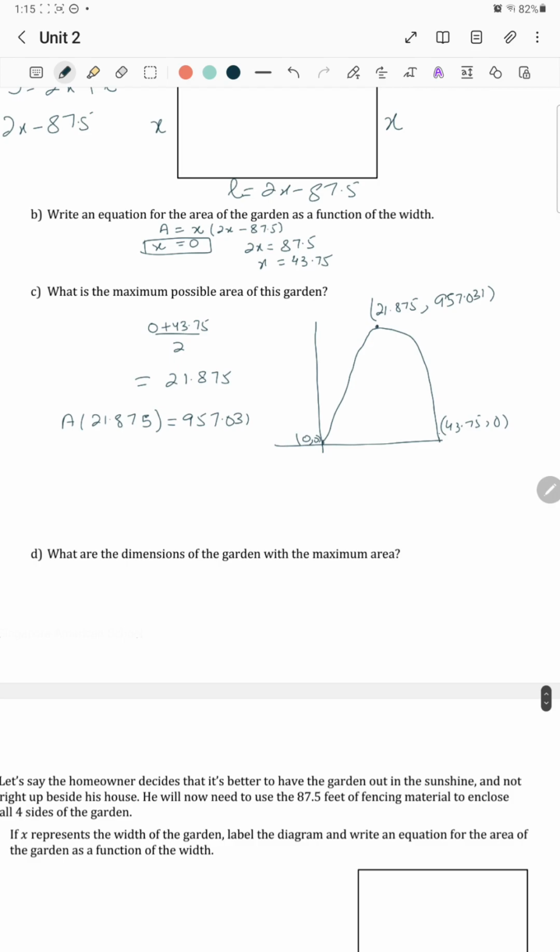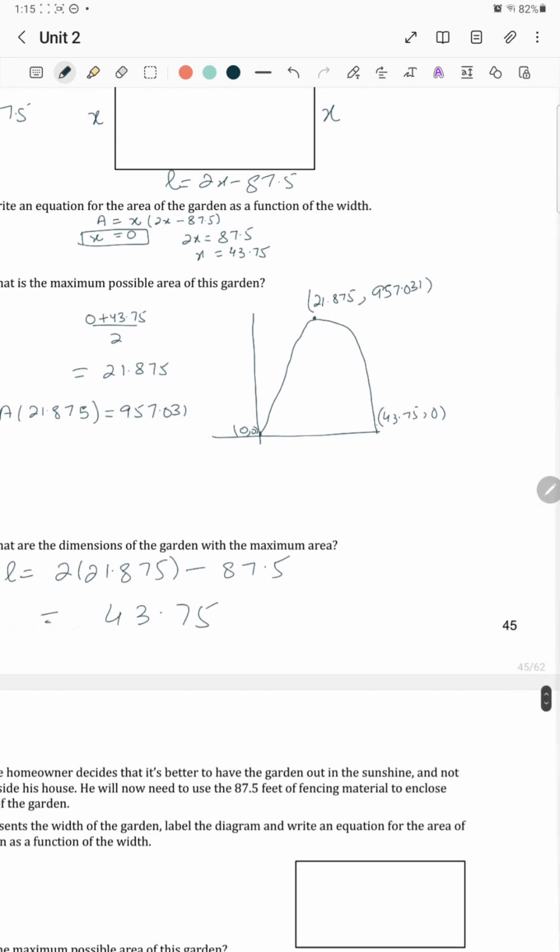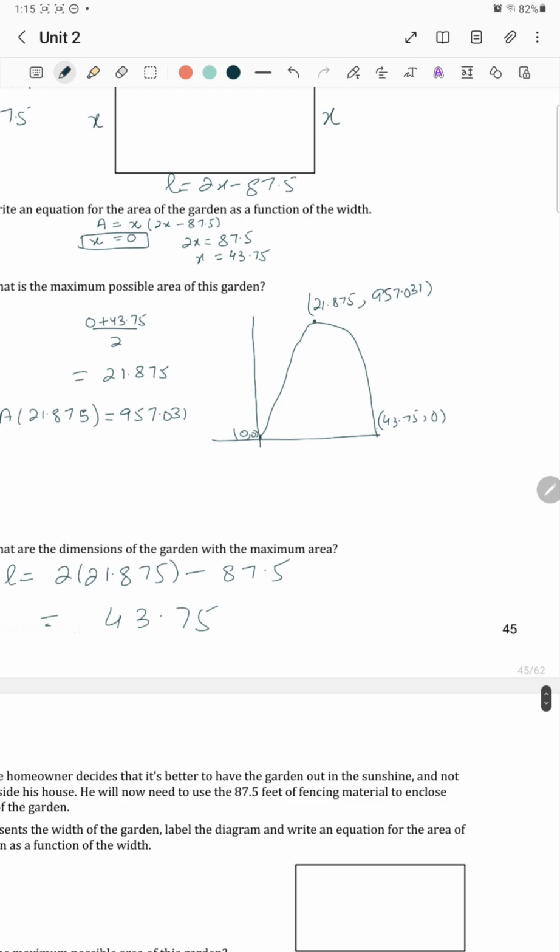What are the dimensions of the garden with the maximum area? Dimensions would be 21.875 multiplied by 43.75 feet.